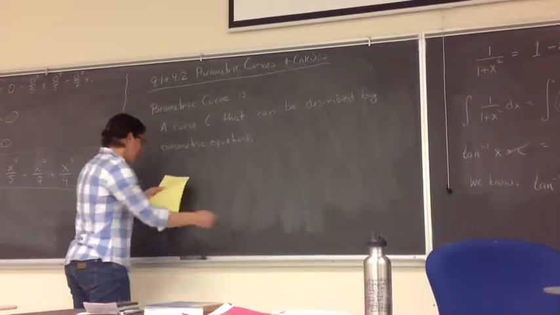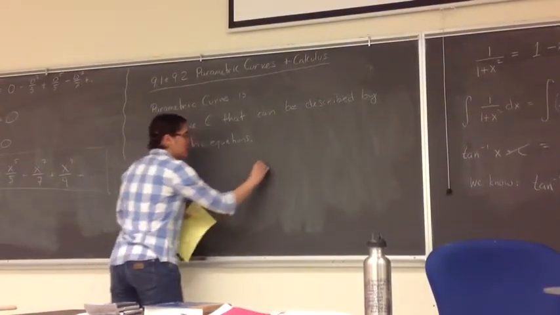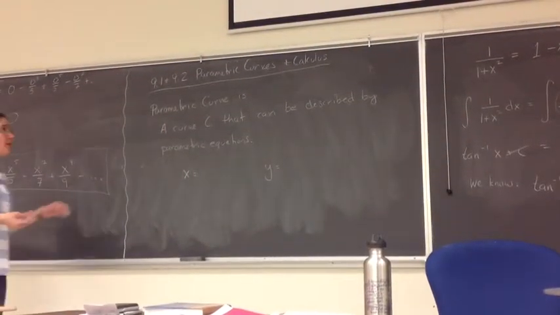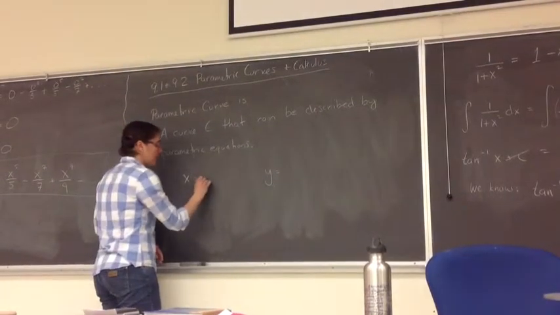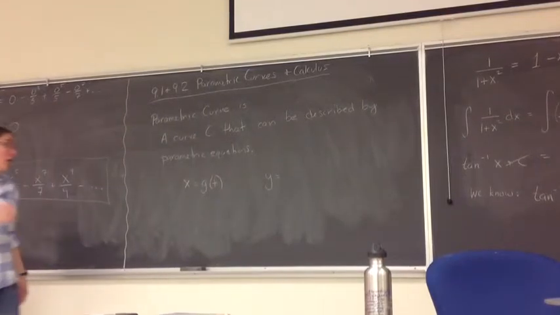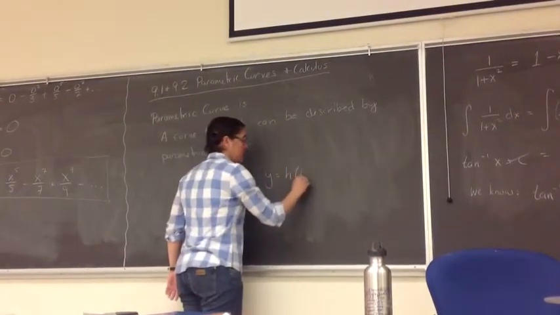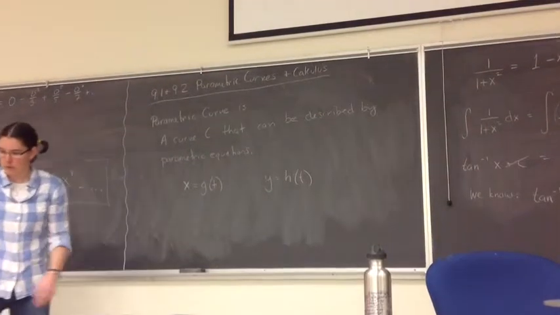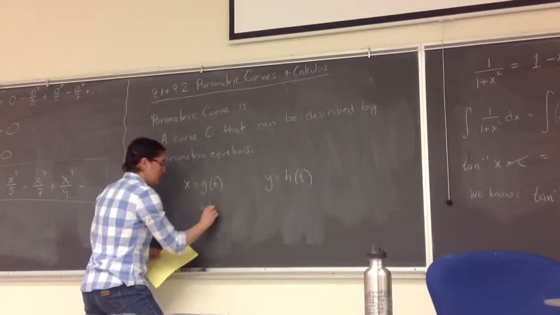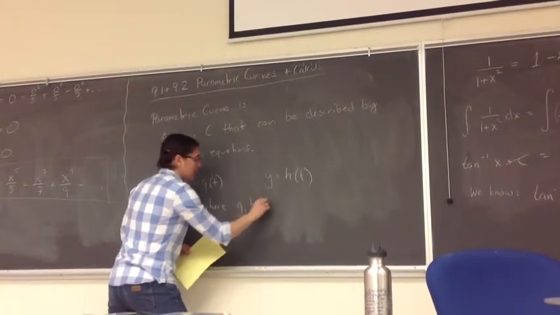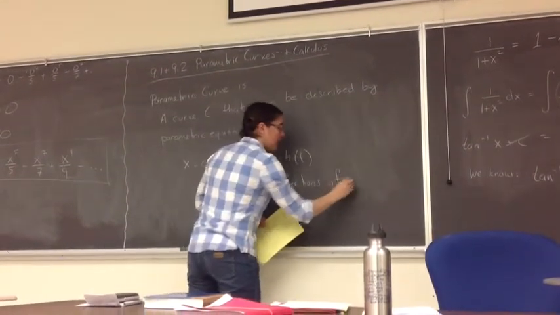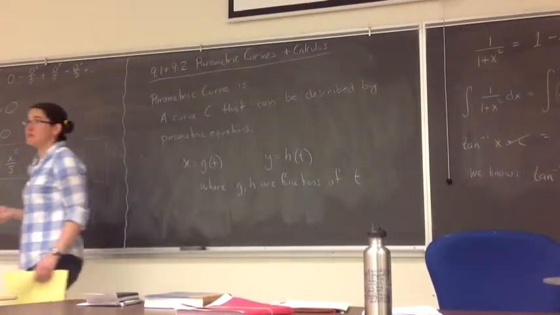Okay, so parametric equations are equations that come in pairs. They have an x and a y. And x is going to be some function of some variable t, and y is going to be another function of t. So x equals g of t and y equals h of t, where g and h are functions of t, and that t value, that's our parameter.